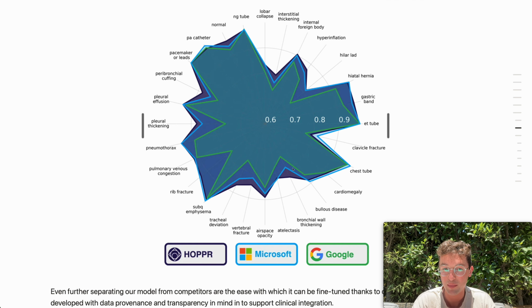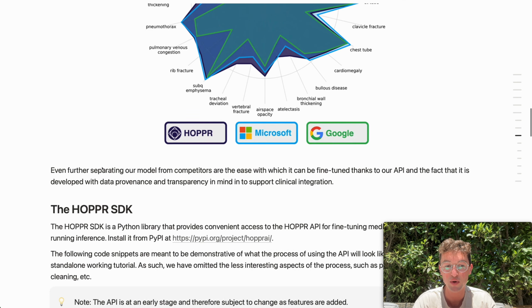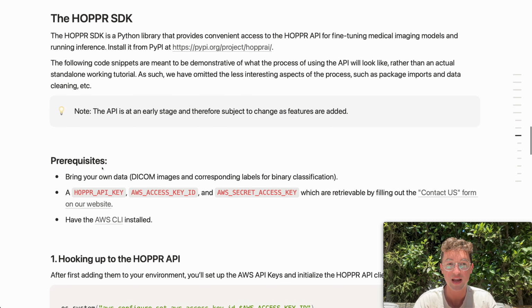One example here being bronchial wall thickening, just a random one I chose, but it shows a relatively large discrepancy between the MedGemma Google model on the green line being furthest in, the light blue line being Microsoft's model being a bit in the center, and then the HOPPR purple line being furthest out towards the edge, meaning highest performance, right?